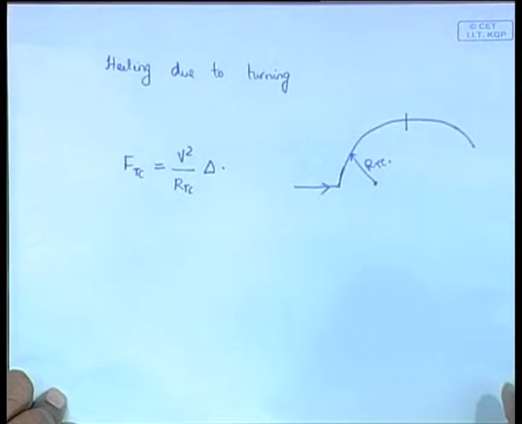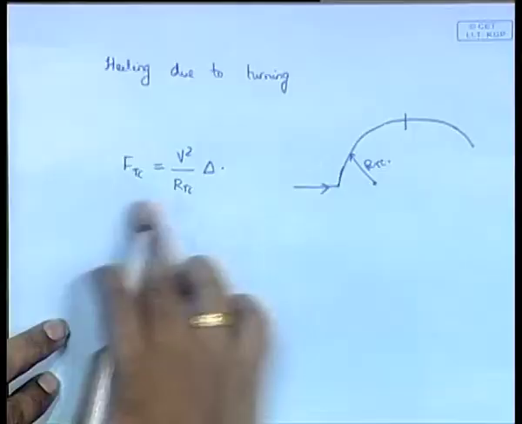This is the force that is acting away from the center. If the ship is turning like this, we assume that the centrifugal force acts at the center of gravity of the ship. So at the center of gravity there is a force that acts away from the circle. If this is the center of the circle, then away from the center a force acts, the centrifugal force, V squared by R_TC times the displacement.